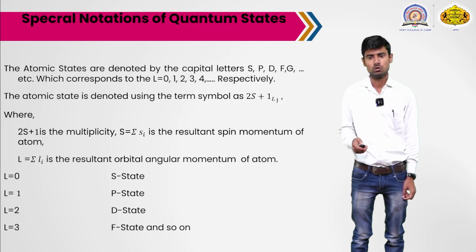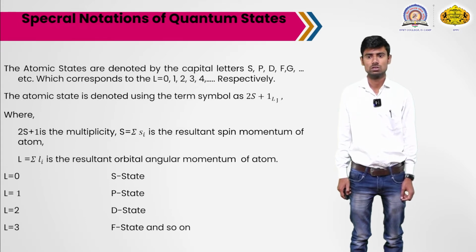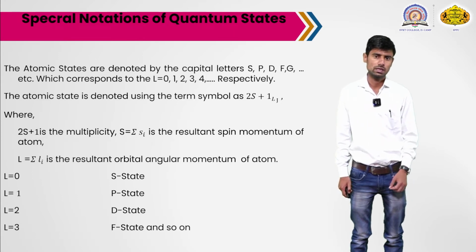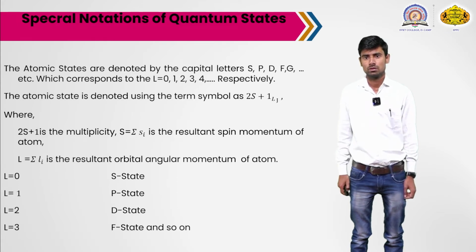The atomic states are denoted by the capital letters S, P, D, F, G, etc., which correspond to capital L equals 0, 1, 2, 3, 4 respectively. In the previous lectures, we have seen that the electronic states are denoted by small letters: small s, small p, small d, small f, and small g. And here the atomic states are denoted by the capital letters S, P, D, F, and G, which give us the value of the angular momentum, capital L.